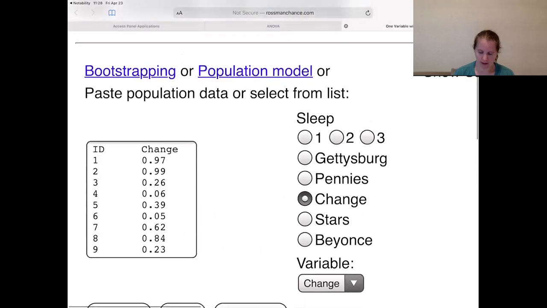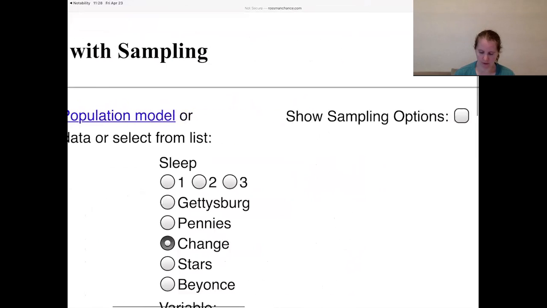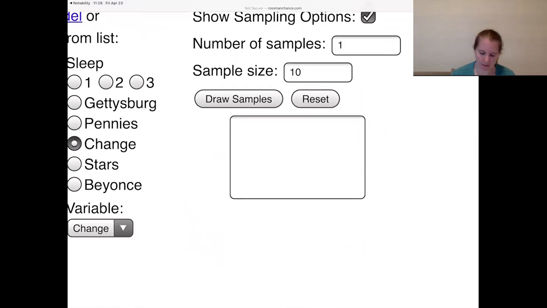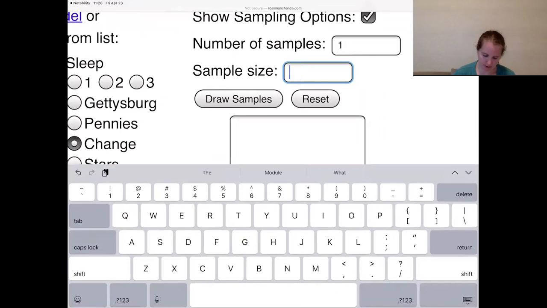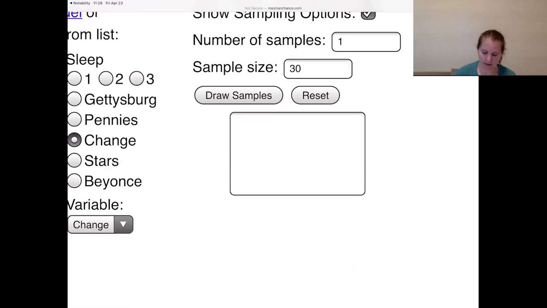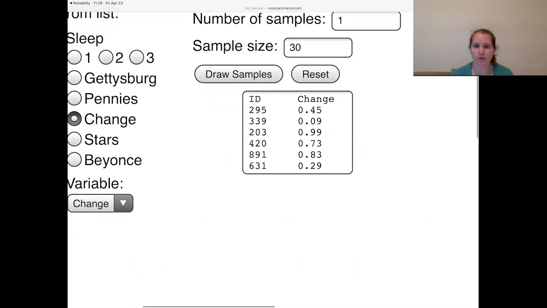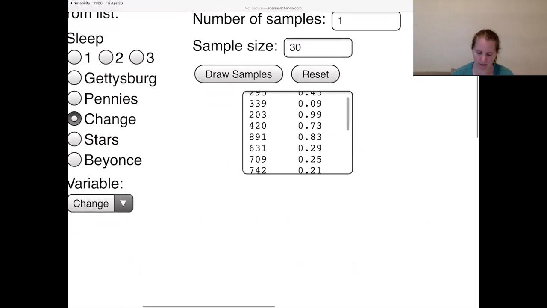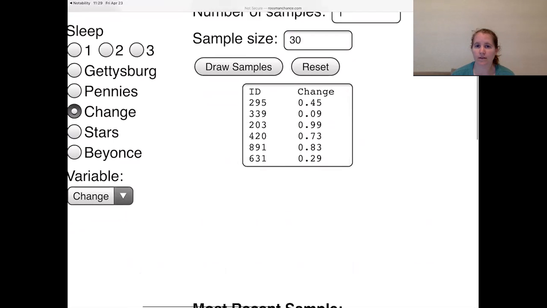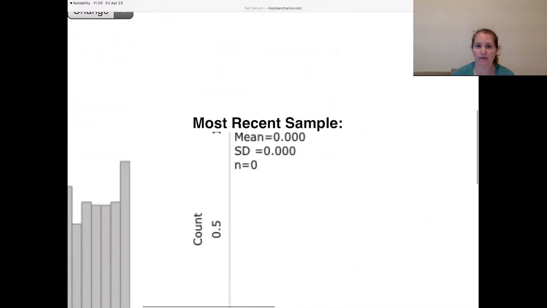So what we're going to do now is we're going to look at samples. So let's just take one sample, and then we're going to do samples of size 30. So let's take one sample of size 30, and here's my sample. So you can see which transactions were chosen. And now there's only 30 transactions in this, as opposed to the 1,000 transactions we had.